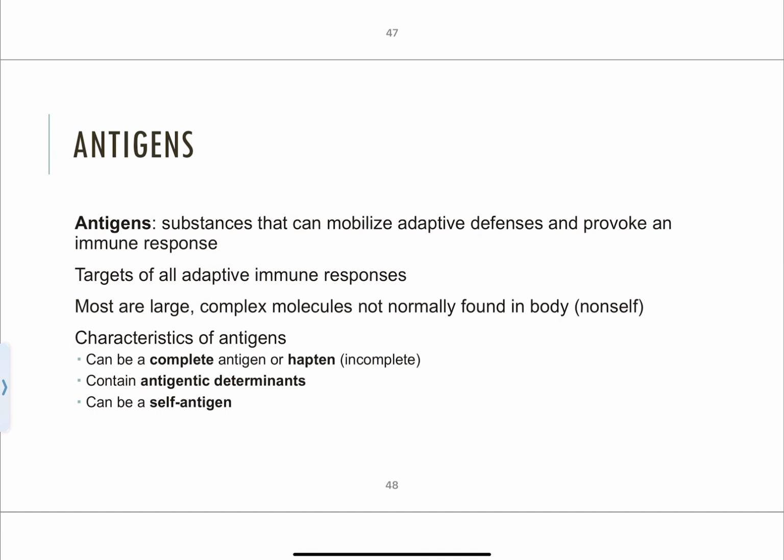The characteristics of antigens are that they can be either complete or incomplete. If they're complete, we call them complete antigens. If they're incomplete antigens, we call them haptens. Antigens contain what we call antigenic determinants and can be a self-antigen, which we'll talk about all of these now.